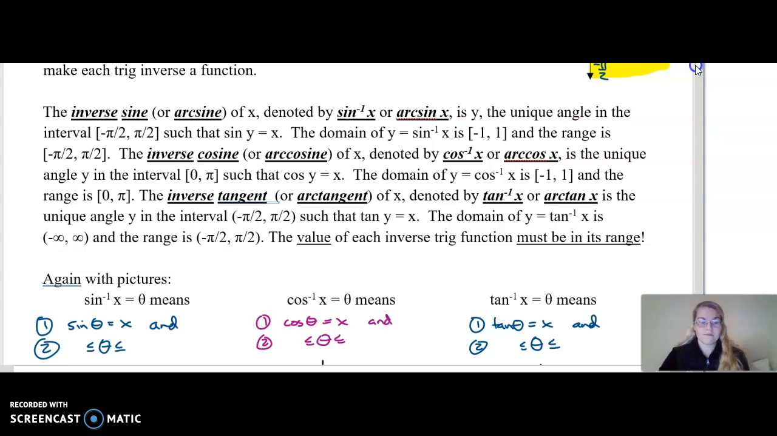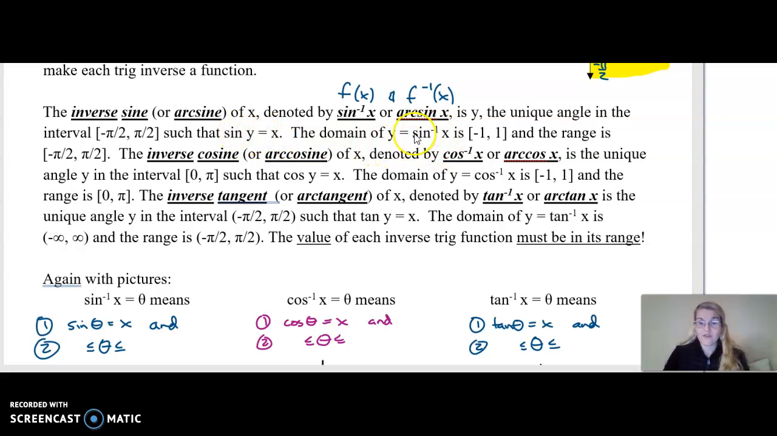And here's the notation. The inverse sine, sometimes also called the arcsine of x, is denoted by a sine with a little -1, just like inverse function notation. We had f of x and we had f inverse of x. So by that little -1, we mean the inverse of sine. Or we might just write arcsine of x. So the inverse sine is y, and it is the unique angle in the interval negative pi over 2 to positive pi over 2, so that sine of y equals x.